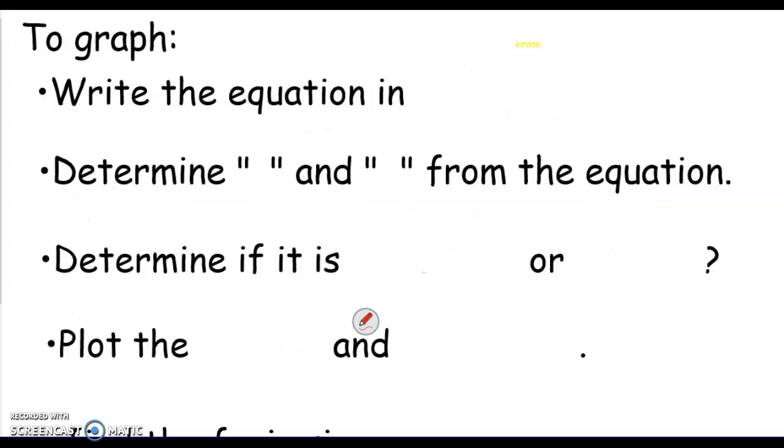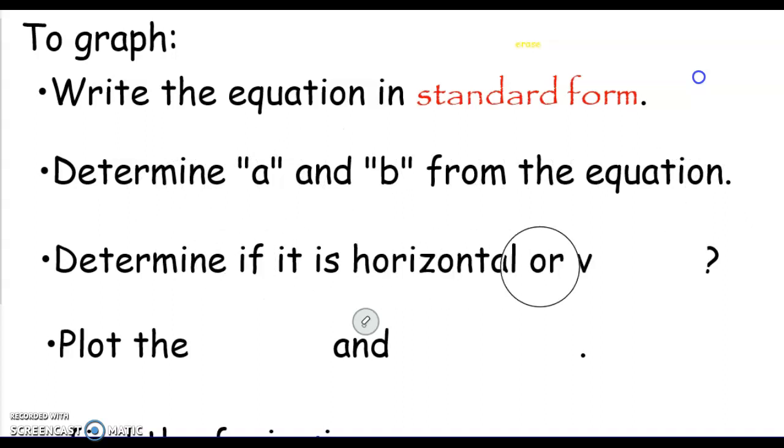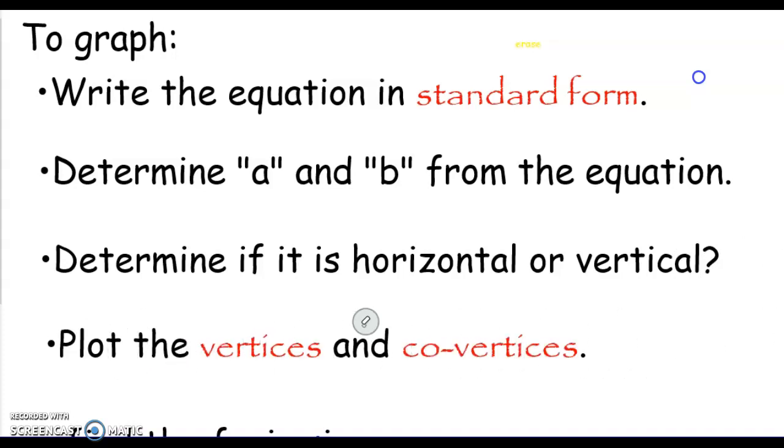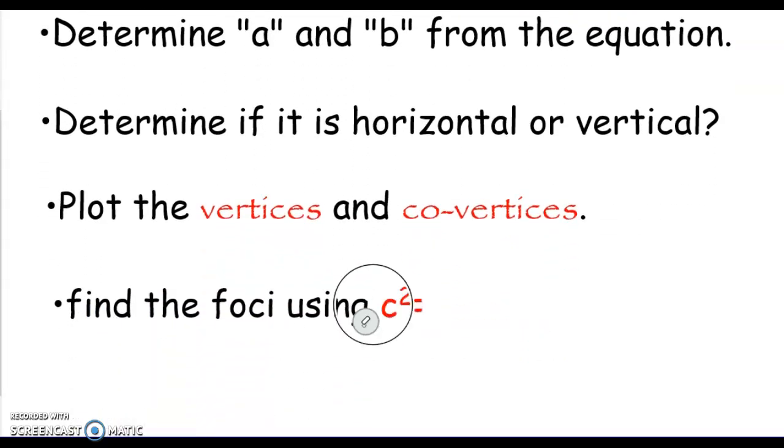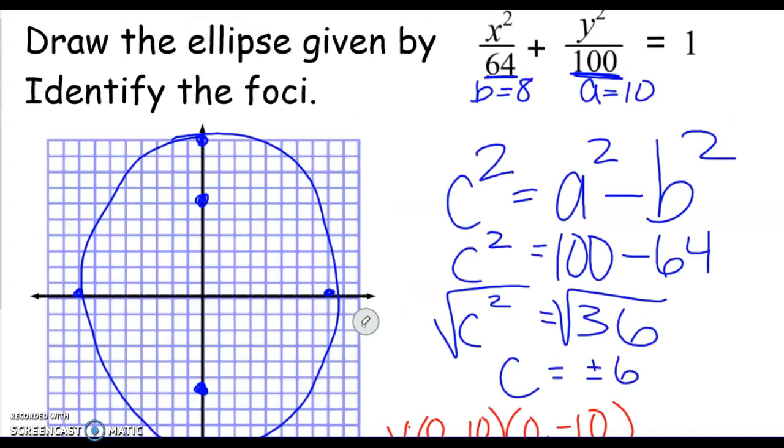Okay, so to graph it, we're going to write the equation in standard form. We're going to determine the a and the b, determine if it's horizontal or vertical. We're going to plot the vertices and covertices, and we're going to find the foci using c squared equals a squared minus b squared. Now I went through that way too fast, but you can pause the video. So we did this example in the last video.